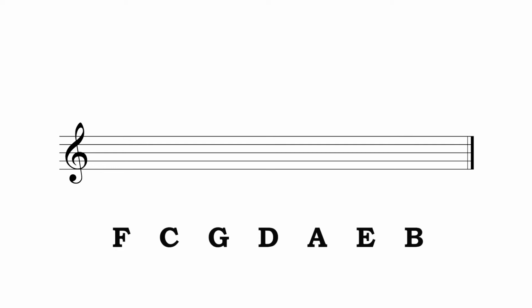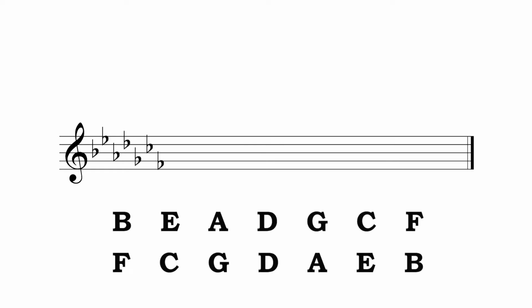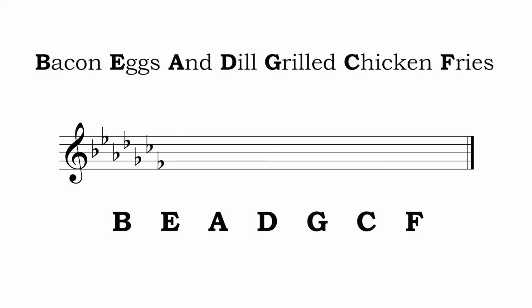The order of flats is the order of sharps in reverse order: B, E, A, D, G, C, and F. Here are two different phrases to help remember the order of flats. Battle ends and down goes Charles' father. Another phrase you can use for flats is bacon, eggs, and dill grilled chicken fries.